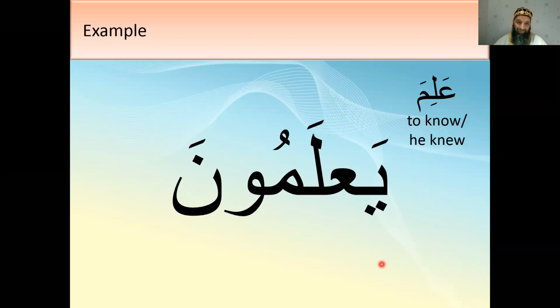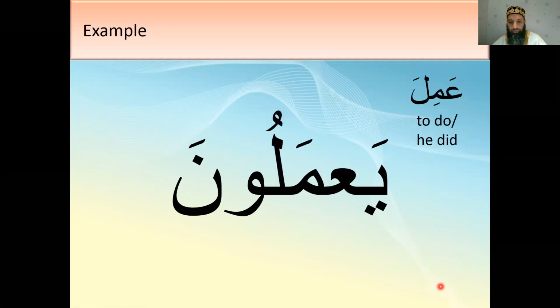They all know. Remember, the ta is you, the ya is him. Ta'lamuna, you all know. Ya'lamuna, they all know. 91 times. How many times have you seen this in the Quran? Many, many, many times.